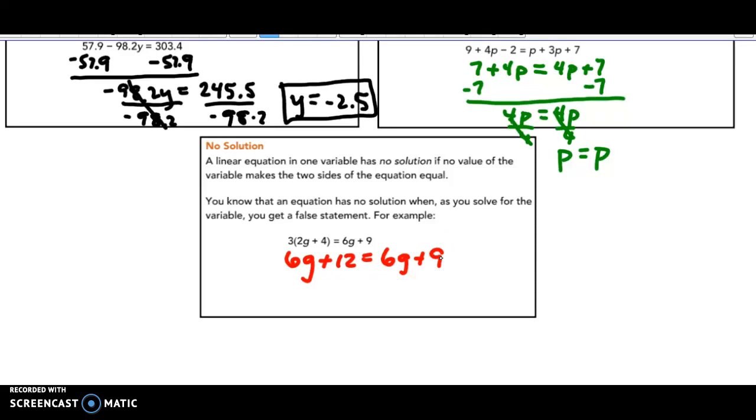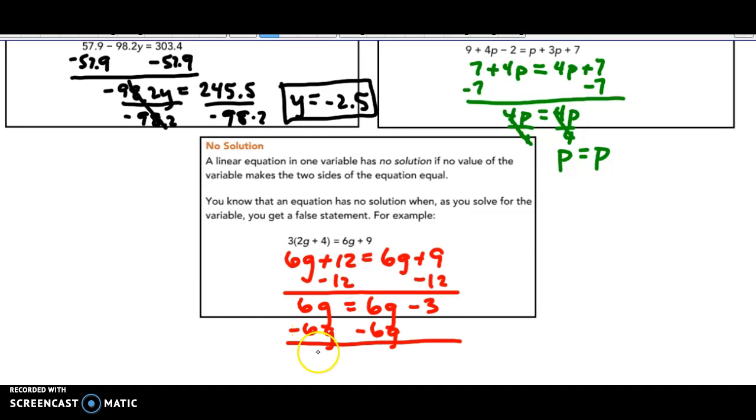So now I can use my inverse operations. I'm going to start by subtracting 12 from both sides. And then I'm left with 6g equals 6g minus 3. And now I'll subtract 6g from both sides. So over here I get 0, and over here I get negative 3. Well, this looks similar to infinitely many, except that this is not true. 0 does not equal negative 3. So in this case, we would say no solution.